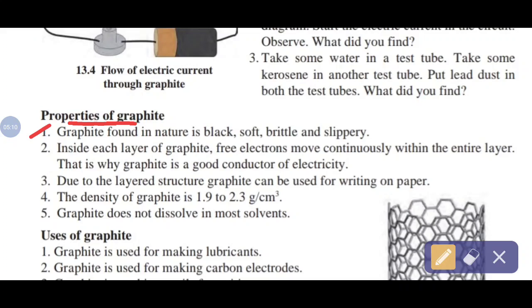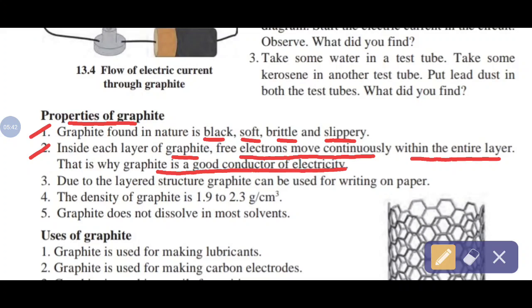See here. Graphite found in nature is black, soft, brittle, means easily breaks like glass, and slippery like soap water. Second, inside each layer of graphite, free electrons move continuously within the entire layer. And that is why graphite is a good conductor of electricity.